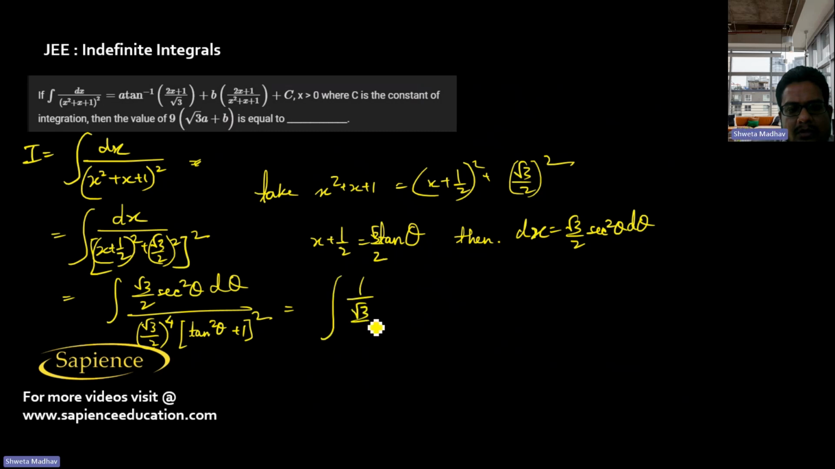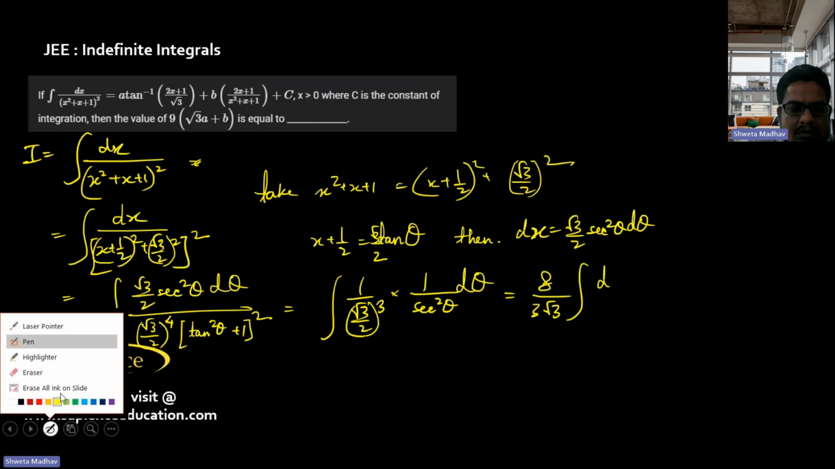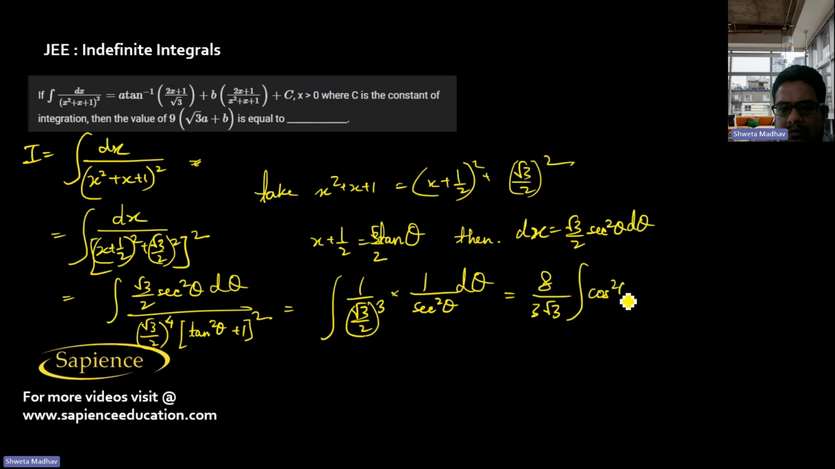So this is actually integral 1 by root 3 by 2 whole power 3 into 1 by secant square theta d theta. 1 by secant square theta is cos square theta, and this will be 2 cube, that is 8. So this is 8 by 3 root 3, which will come outside of the integral, integral cos square theta d theta.